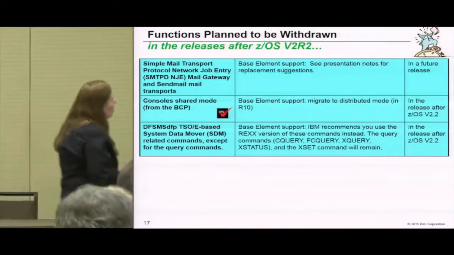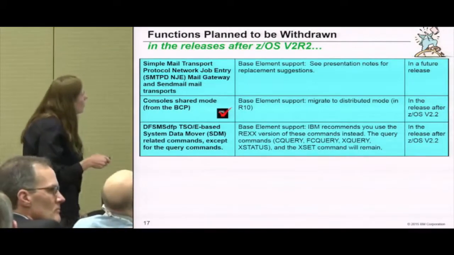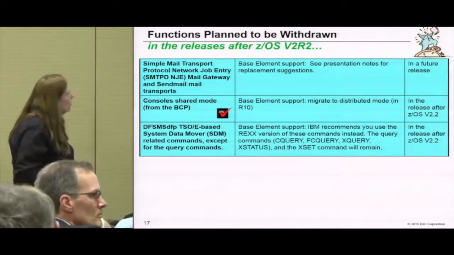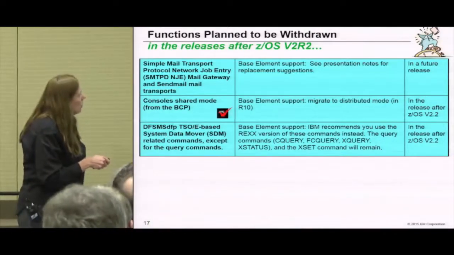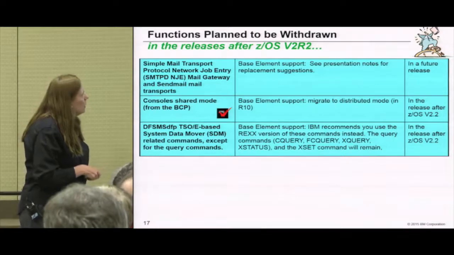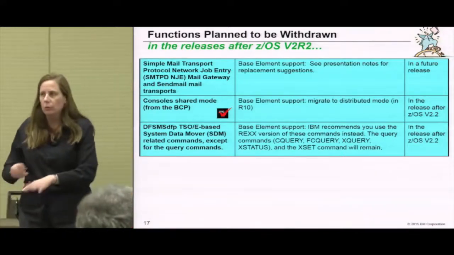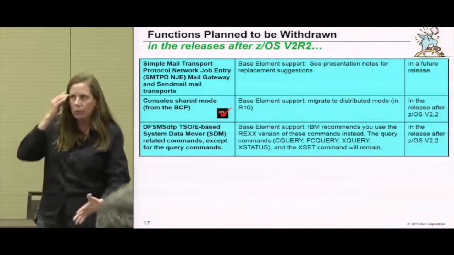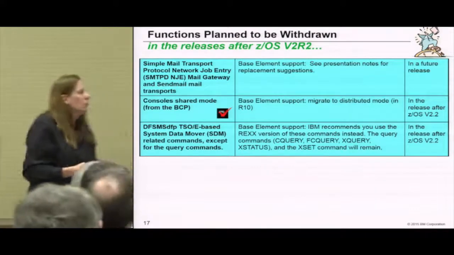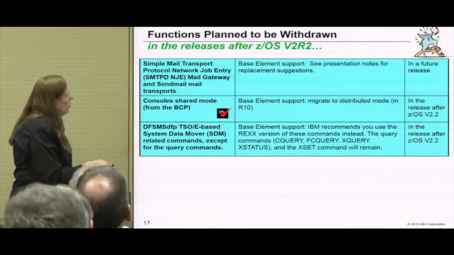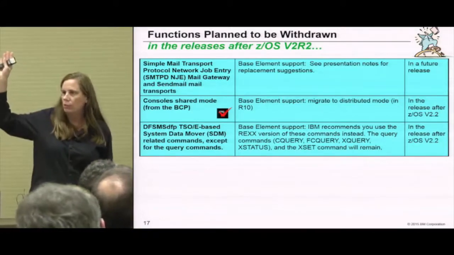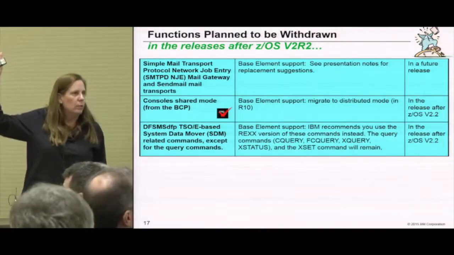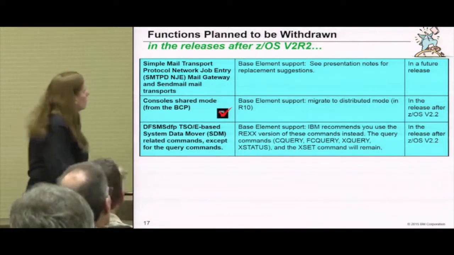Okay. So I like to look in the future. What are we taking out? So in some future release, we're removing some more Communications Server function that you can see here. Console shared mode coming out of the BCP in the release after 2.2, which just for convenience's sake I'm going to call 2.3. So we've got one more release after 2.2 before we take out shared mode, and you've got to be in distributed mode. I think everybody is in distributed mode. Okay, good. Excellent.